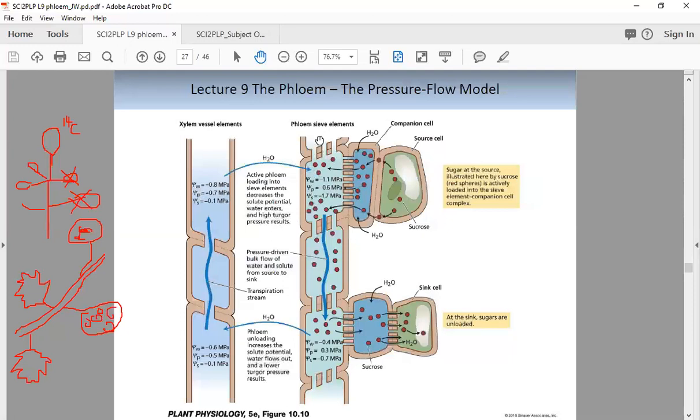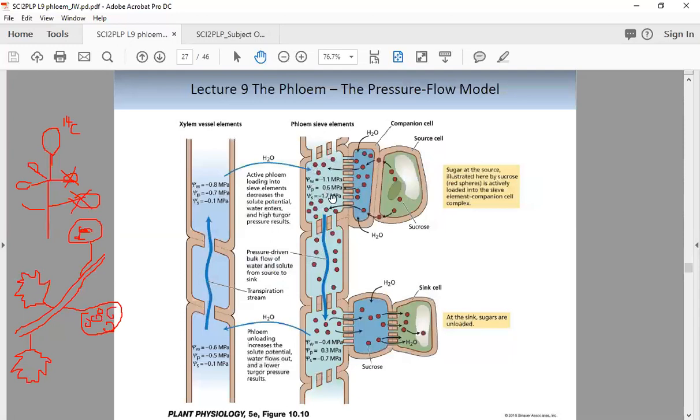And this is why the phloem elements and the xylem elements are always packed closely together. You never find them separate from each other. They always exist, wherever you look in the plant, as a vascular bundle, because they're working together in this way. All right, so we've built up the pressure here. Now let's look at what happens. Now we have pressure-driven bulk flow, or mass flow, of water and solutes from source to sink.